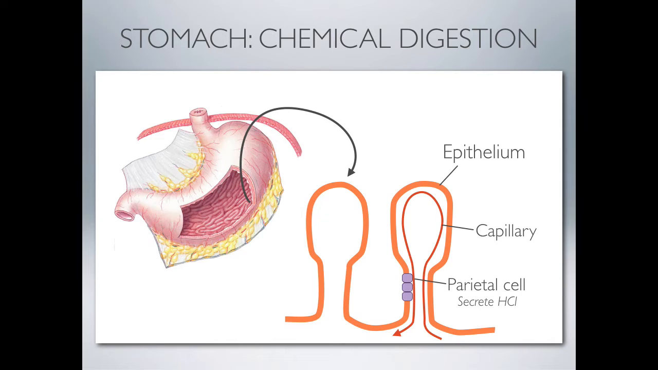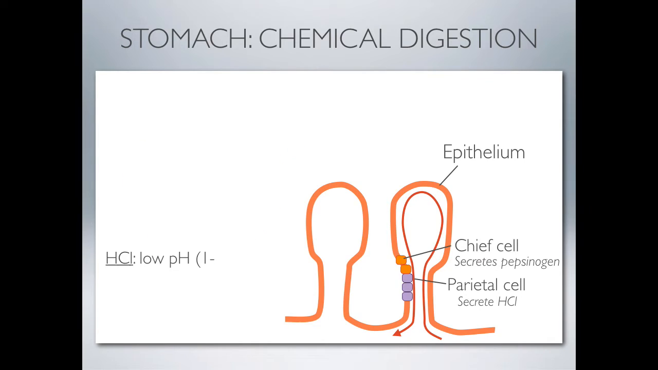And then another important cell type is known as a chief cell. Chief cells secrete an enzyme known as pepsinogen. Okay, so we'll get into what that does in a minute. The parietal cells, by secreting hydrochloric acid, create the low pH. Okay, so there are two big functions that I'm going to emphasize on that.